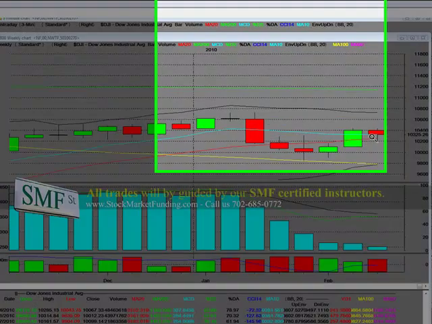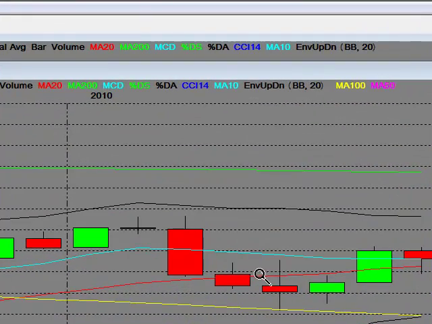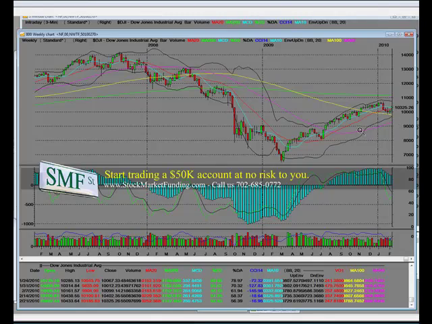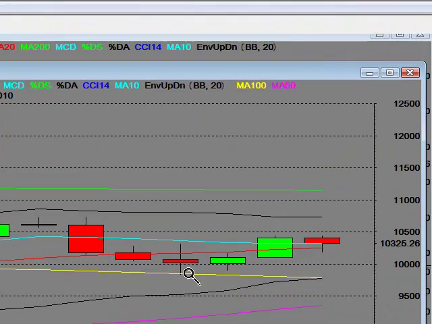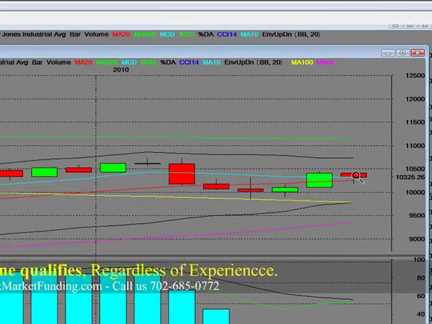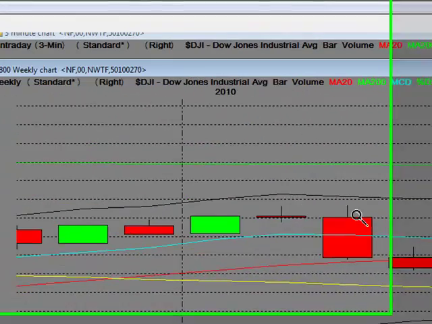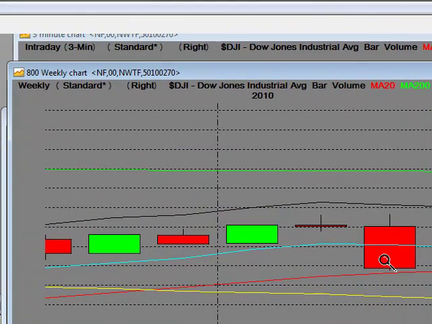Here is the StockMarketFunding.com weekly chart of the Dow Jones Industrial Average. We put a bottom in, everybody, three weeks ago Friday. One, two, three weeks. That's a final thing. And we talked about in various other tapes when we were going short here, there's your 10-week. We all know what that means.